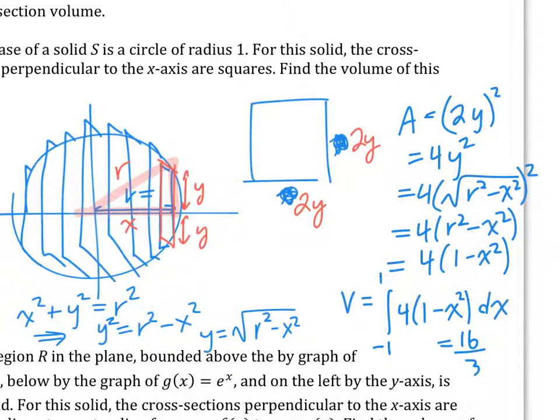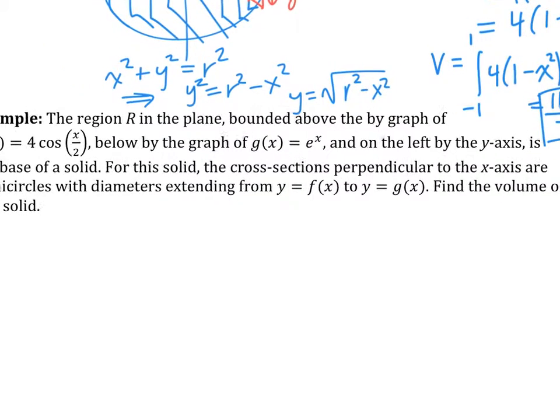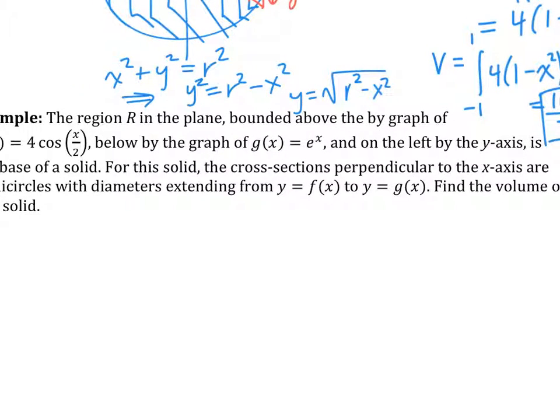All right, let's try another one. The region R in the plane bounded above by the graph of f, below by the graph of e to the x, and on the left by the y-axis, is the base of the solid. For this solid, the cross-sections perpendicular to the x-axis are semicircles with diameters extending from f of x to g of x. Find the volume of the solid. This one you need to graph. So you need to use a calculator, because you need to see where those two functions intersect.